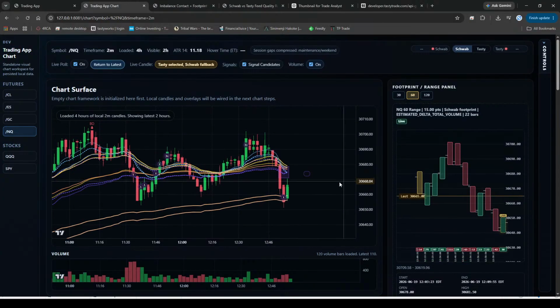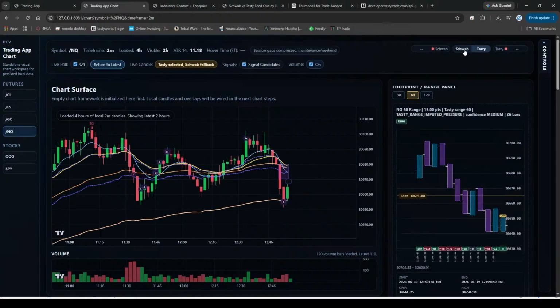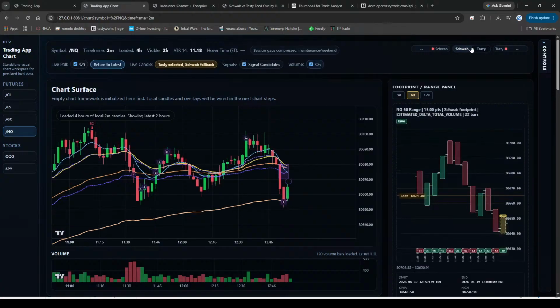We're not getting any kind of live data feed, because the markets are closed at this point. And you can see when these go to double dashes, it means I'm in an after hours market, or we're in the downtime. That's why I had the red light going for both of them. And I can switch between the Tasty feed or the Schwab feed.